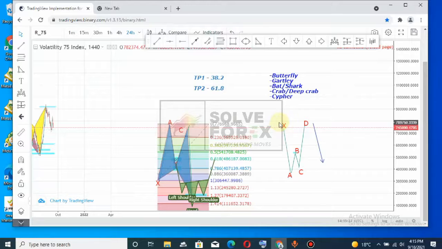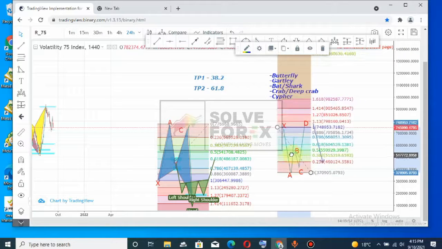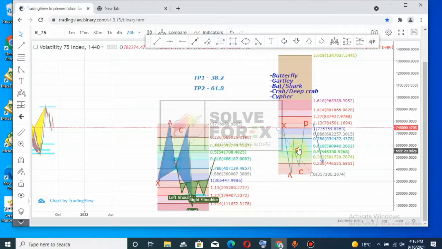Your first impulse, that's your X point, then goes all the way to A point. If it retraces on B, if it's a butterfly, it must retrace where? On 786 also. When you take your Fibonacci retracement from your impulse down to your point A, and then that's your apex. Your apex must go all the way to 786. That's when you can confirm that that's your butterfly pattern. 786 will confirm that it is your butterfly pattern.